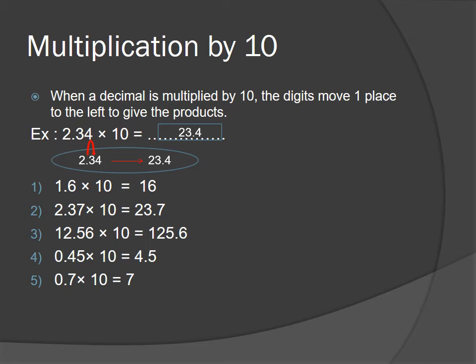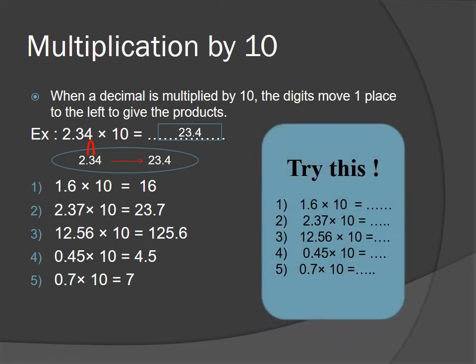0.45 times 10. You have to move the decimal point one place to right. The answer is 4.5. 0.7, if you multiply it by 10, you can get the answer as 7. Now you can try to get the answers for these 5 questions.